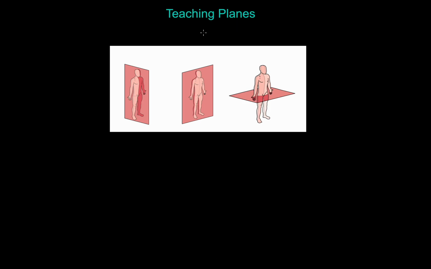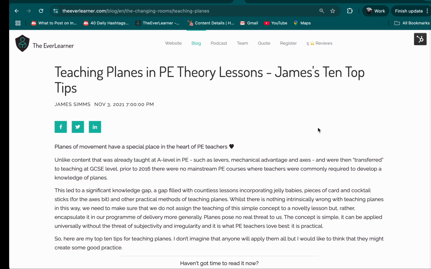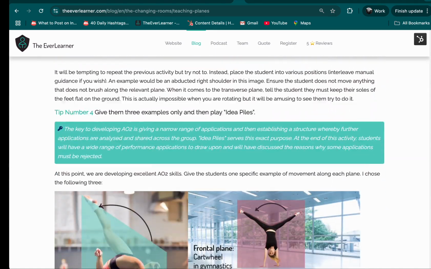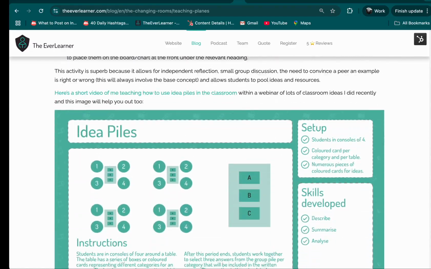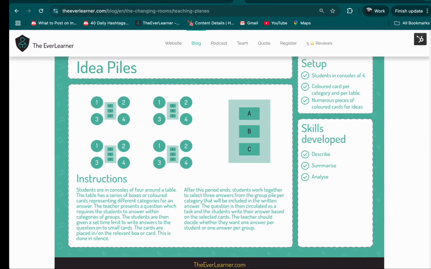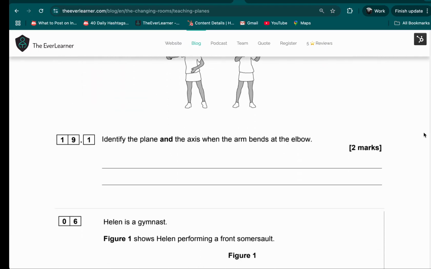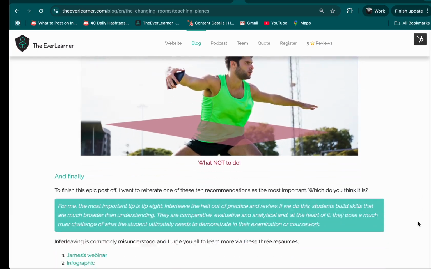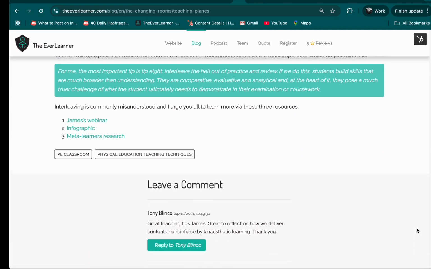One thing I'd like to mention when we get into the application of teaching planes is that I really urge you, in combination with this session, to go and read this blog that I've written called Teaching Planes in PE Theory Lesson, My 10 Top Tips. Hard to say that. It's a much more comprehensive, thorough consideration. It goes through a huge volume of ideas that you can use, many actual learning ideas, like question and answer ideas, and how to support them around exam questions, etc. So that is a blog that I really insist you go and get stuck into.